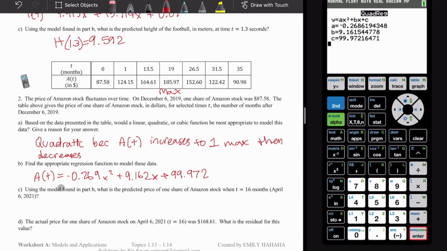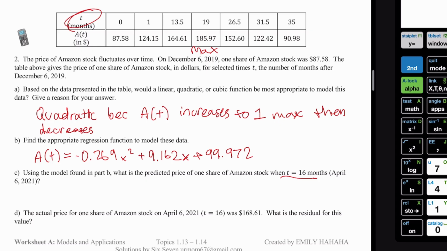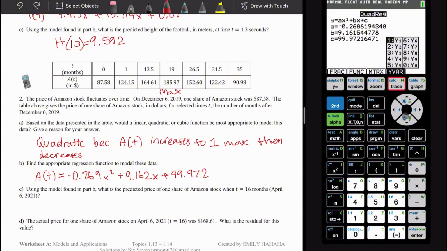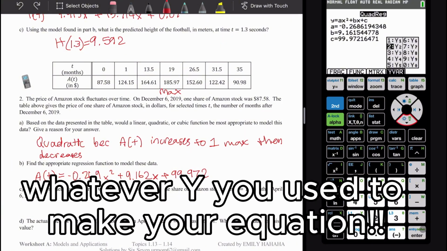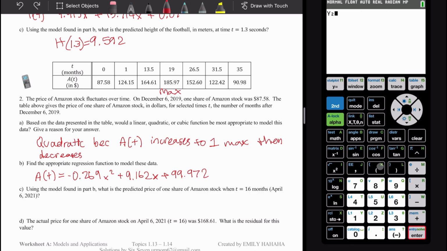And now C. Using the model found in part B, what is the predicted price of one share of Amazon stock when t is equal to 16 months, which is April 6, 2021. So t in months is going to be the x up here. And so go to alpha trace to get that y. Make sure to use y2 because that's what we put in this function for. If you used y1, then use y1, whatever you used.